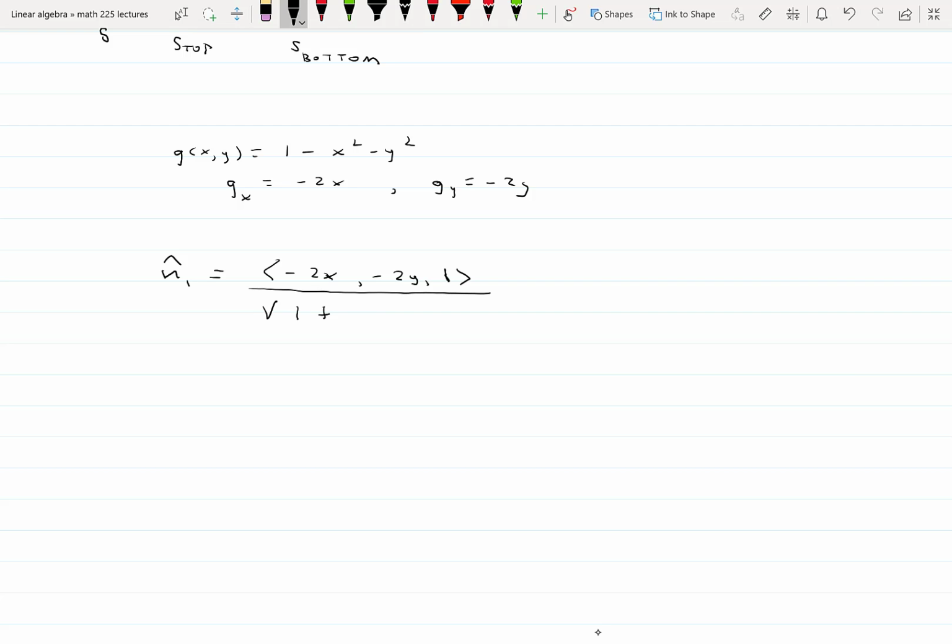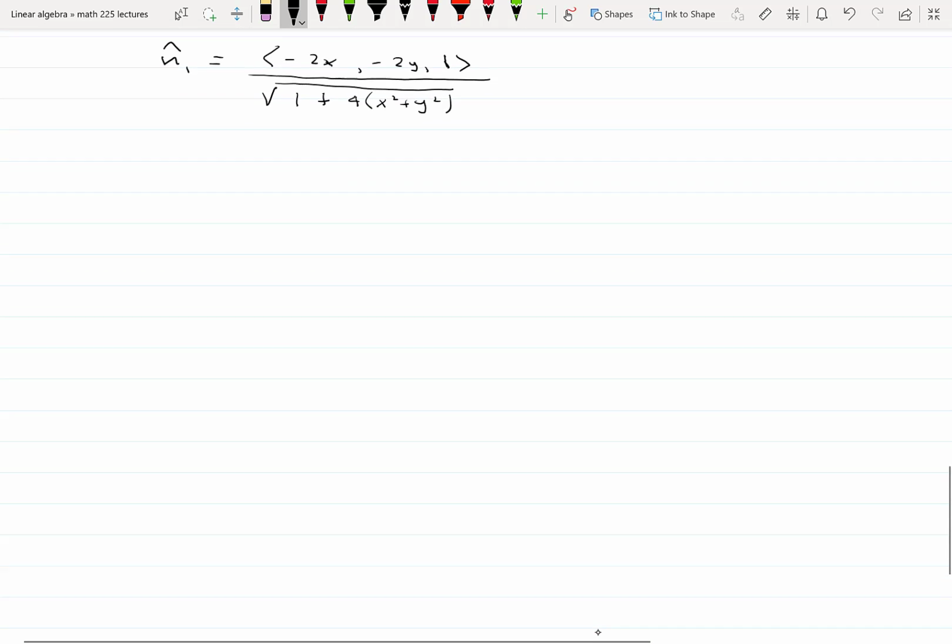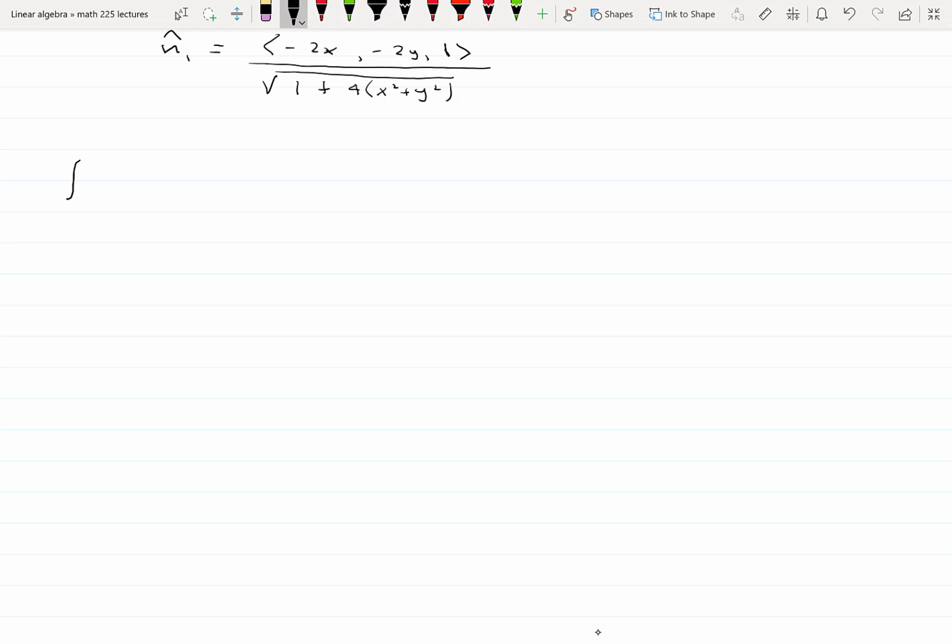When I square 2x and negative 2y, I'll have 4 as a common factor. I hope this isn't too many steps. So I'll have 4x squared plus 4y squared plus 1. I can factor out the 4 from the x squared plus y squared. All right, so let's compute the surface integral, or the flux, over S sub top of f dot n dS.